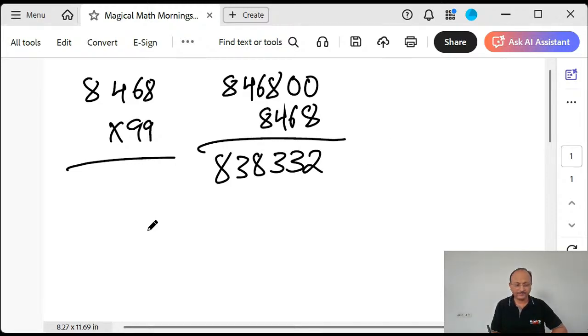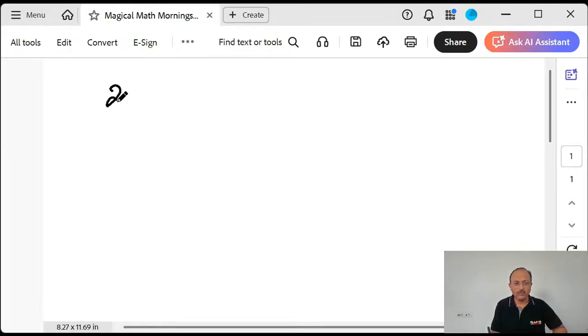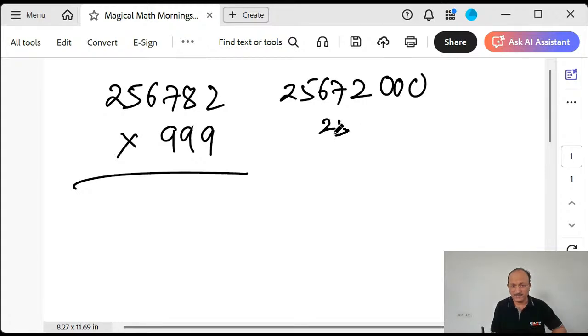Let's take a little bigger one. Maybe you want to consider the number 256782 into 999. There are three nines, correct? We consider writing 256782 with three zeros, because three nines means we have to write three zeros. Then we just subtract this.